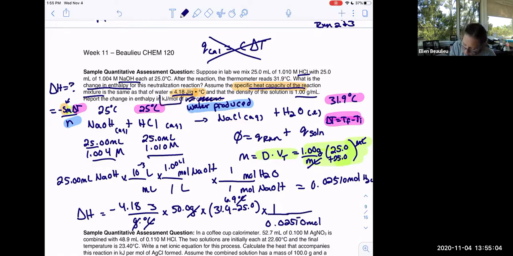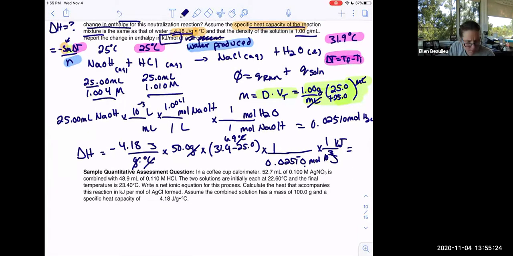But the problem asks me for kilojoules per mole, and right now I'm in joules. So the last thing I want to do in my tunnel is get out of joules and into kilojoules. There's 10 to the 3 joules per kilojoule. So I plug and chug. What do I get? I got negative 57.454. Yeah, same.